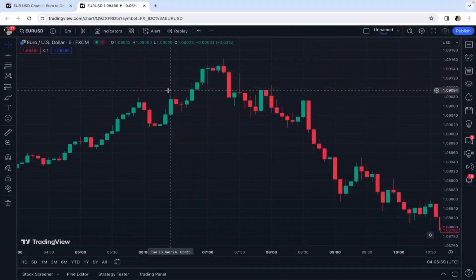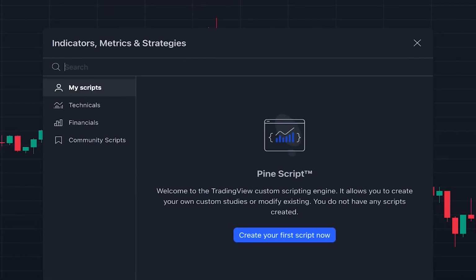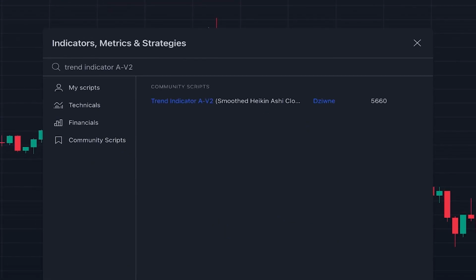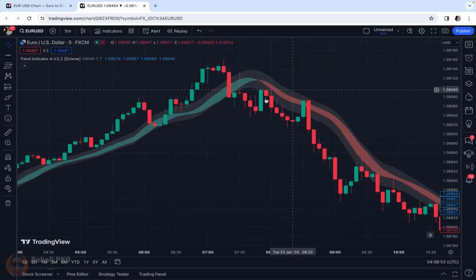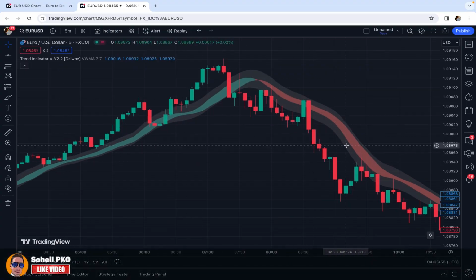To add this amazing indicator to our chart, here we click on indicators and we search "trend indicator A version 2", this one, which is written by someone named DZIWNE. Alright, this is the indicator, and as you can see, it is overlaid on the price chart. This indicator uses moving averages and smoothed Heikin-Ashi for finding trends.